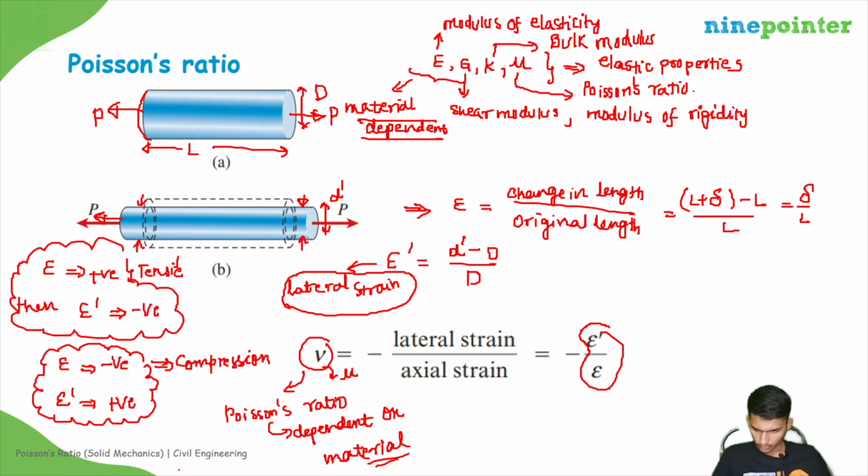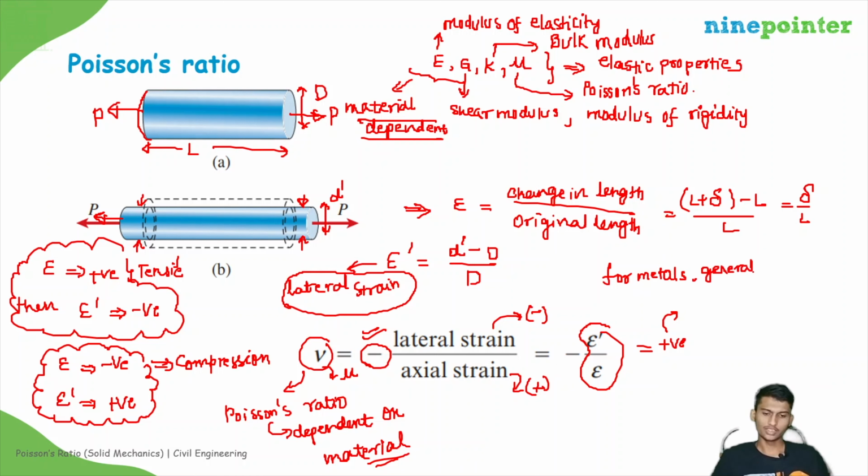So here there is a minus sign because suppose axial strain is positive, then lateral strain is negative. These are general type of materials. So we generally want this ratio to be a positive value, so we keep a negative sign over here. This lateral strain is negative and axial strain is positive. So finally the value will be positive for metals, general materials, etc. Okay. So see, if you apply load in axial direction, there will be strain. There is strain produced in lateral direction.